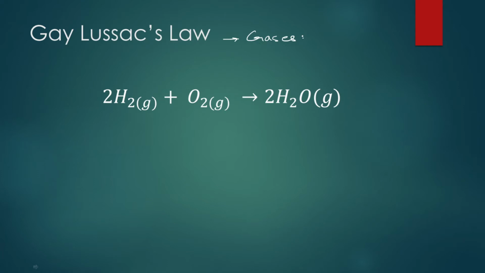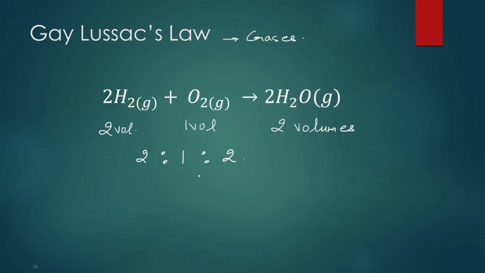We are illustrating the law by taking the example of formation of water. We are taking 2 volumes of hydrogen and 1 volume of oxygen, giving us 2 volumes of water. So if you look at the ratio, we have 2:1 over here. So you can see that it is a whole number ratio.